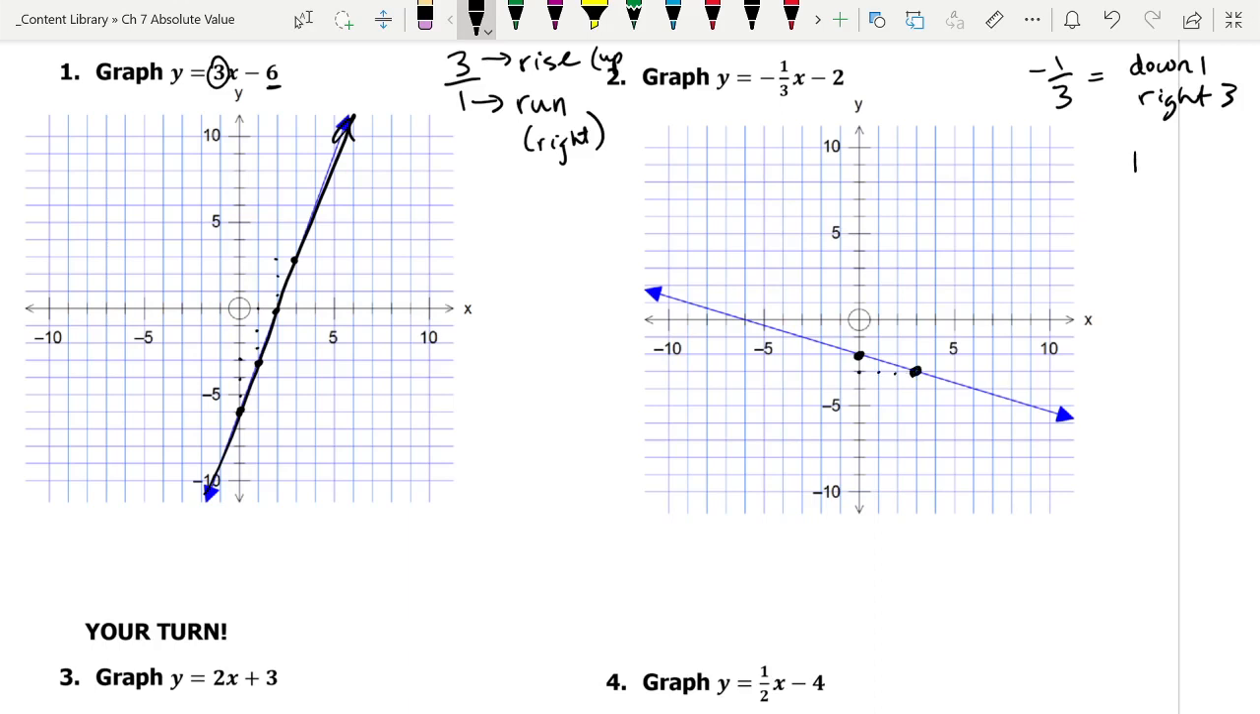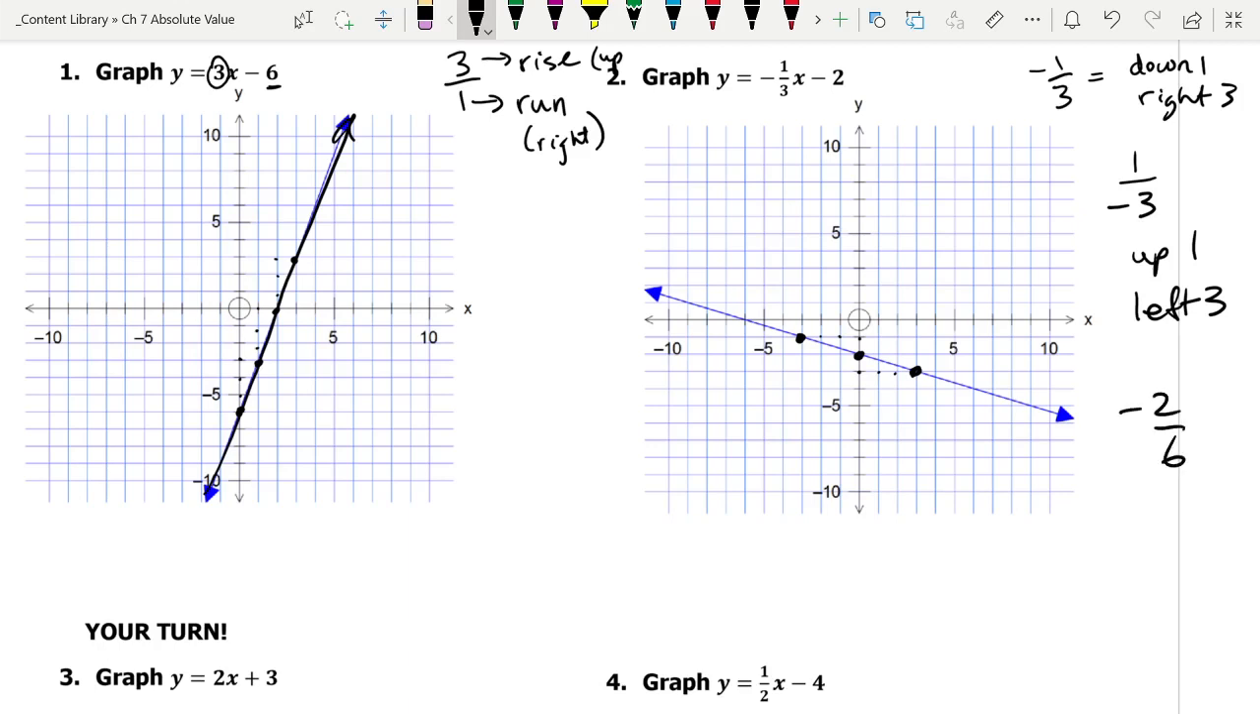Or notice I could think of it as 1 over negative 3, which would mean up 1 and left 3. So starting from my y-intercept, up 1 and left 3, and notice I hit the same line either way. Of course, slopes can be fractions that aren't simplified either, right? Notice that negative 1 over 3 is the same thing as negative 2 over 6.